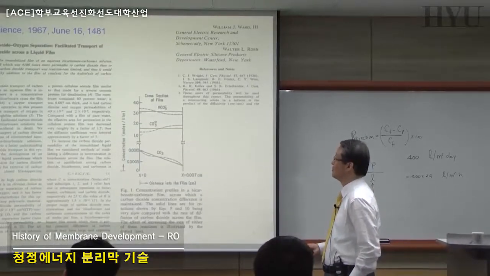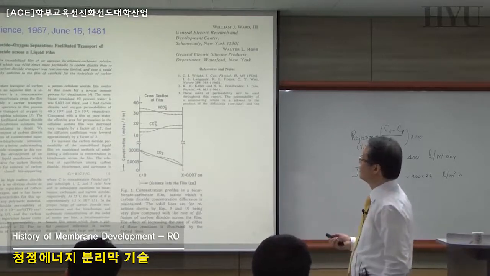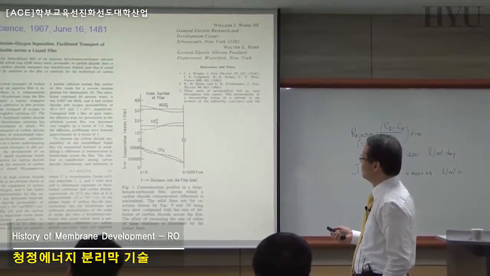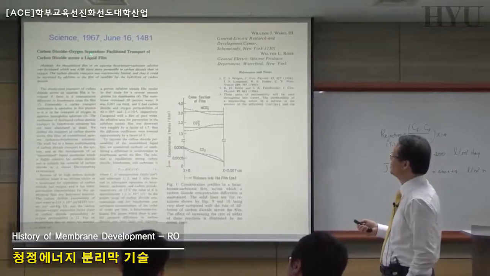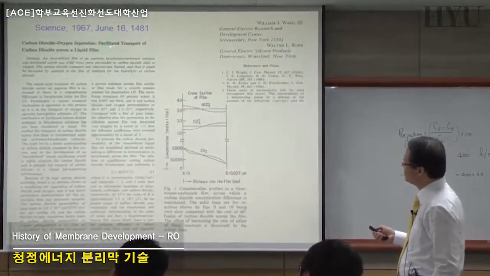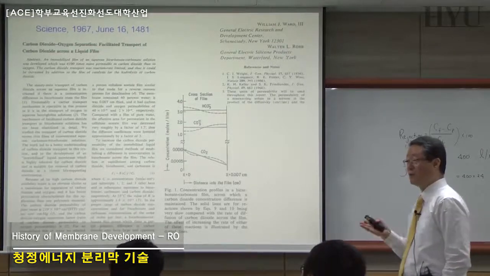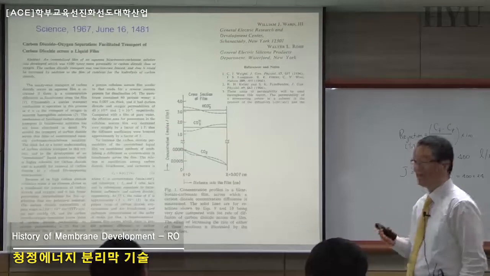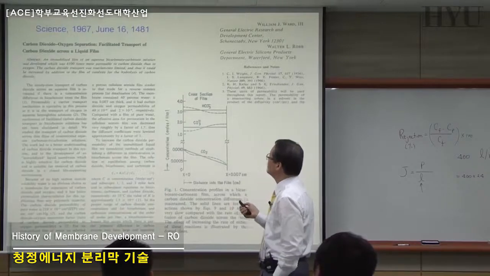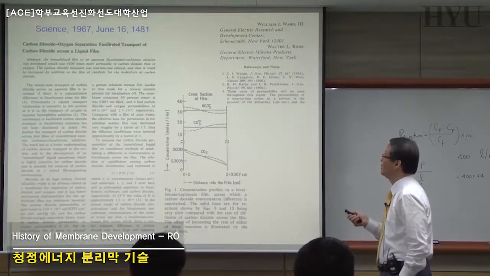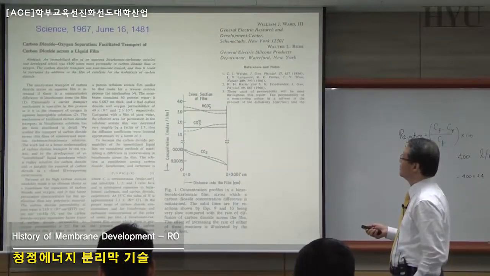In 1967, there is another Science article published about CO2 and oxygen separation. You take a look at this facilitated transport already in 1967. So for those of you who know about facilitated transport membranes, it looks like it's a new one, but it's not true. They have already done this liquid membrane in 1967. Still, they're struggling with it.